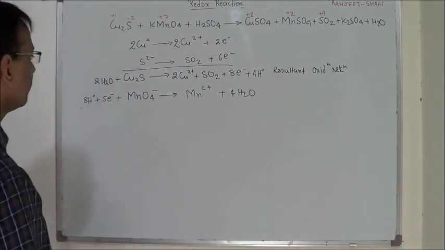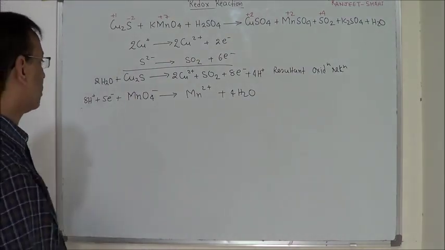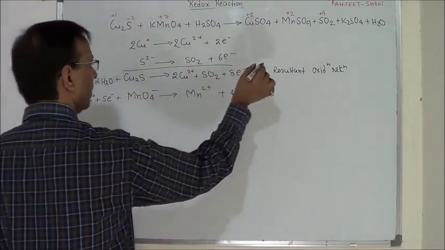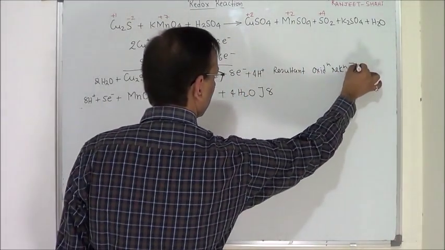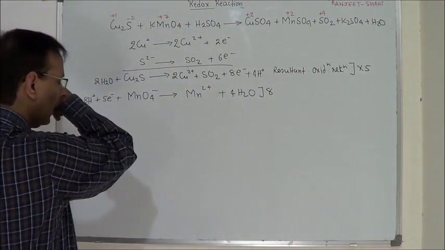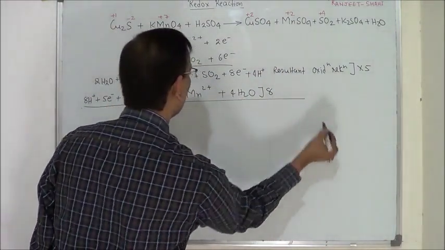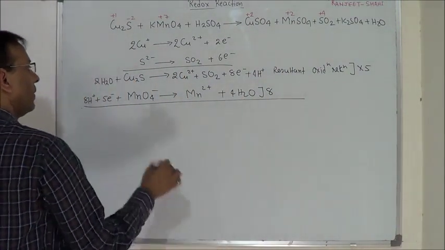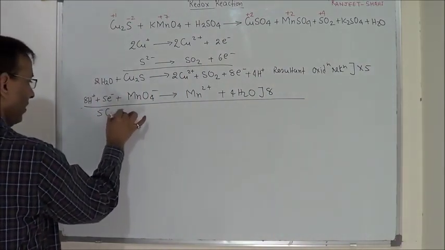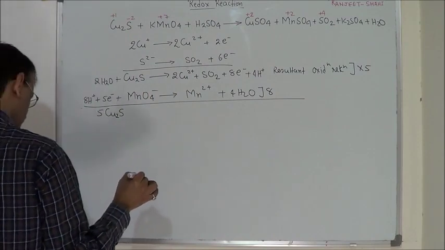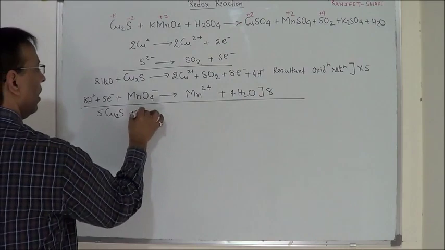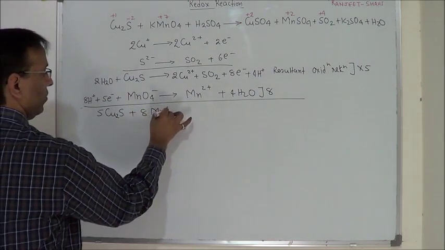Make the electrons equal and add them. Equalize the electrons. Multiply it by 8. Multiply it by 5. So 5 into 8, 40. 8 into 5, 40. Add them. So we will obtain 5 Cu2S plus 8 MnO4 minus.